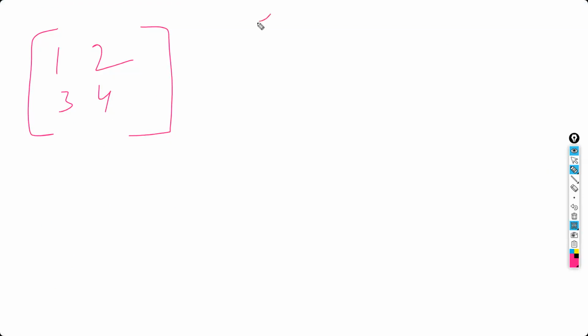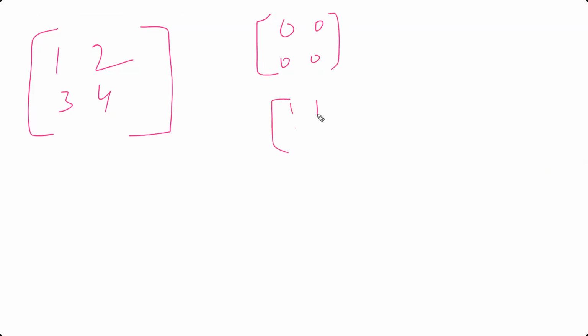Right? Now, this is called a zero matrix. If all the values are filled with zeros, it is called a zero matrix. This is called a unity matrix: every value is filled with 1.